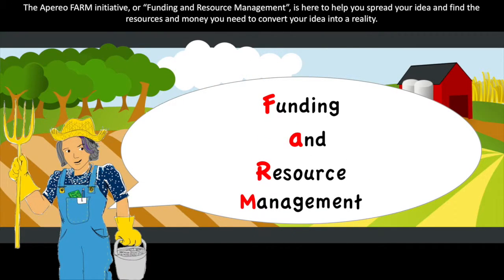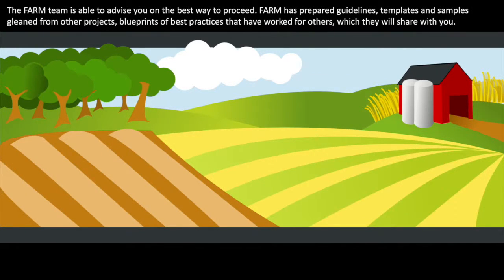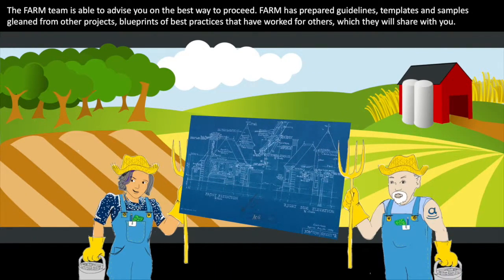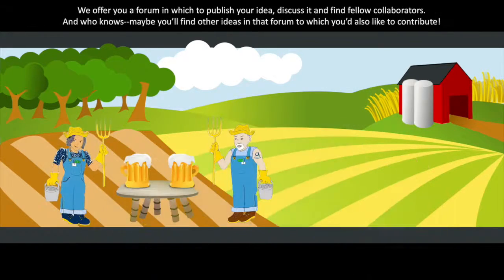The Apereo FARM Initiative, or Funding and Resource Management, is here to help you spread your idea and find the resources and money you need to convert your idea into a reality. The FARM team is able to advise you on the best way to proceed. FARM has prepared guidelines, templates, and samples gleaned from other projects, blueprints of best practices that have worked for others, which they will share with you.